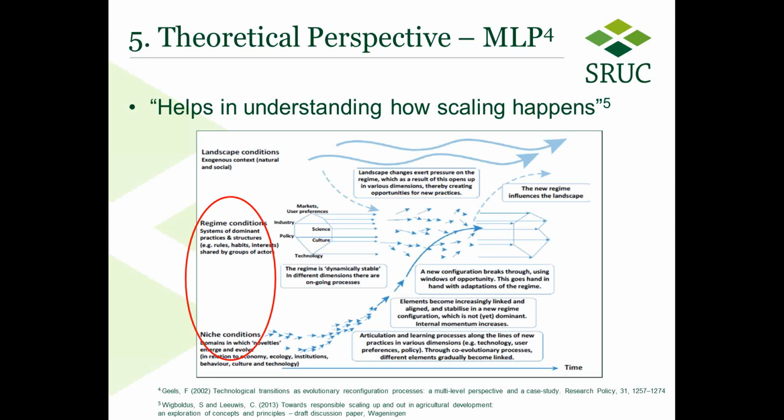Coming down a level, we come to the regime conditions. This is the meso level, I guess, and this is all about dominant systems. You can see the language alongside there. It talks about markets and user preferences, and we've got industry groups, policies, science, culture, technology interactions. And if we drop down to the third level, this is the micro level, if you like, and these are the niche conditions.